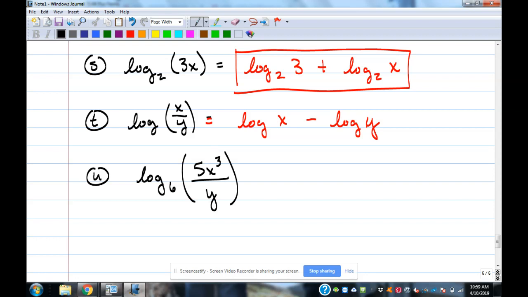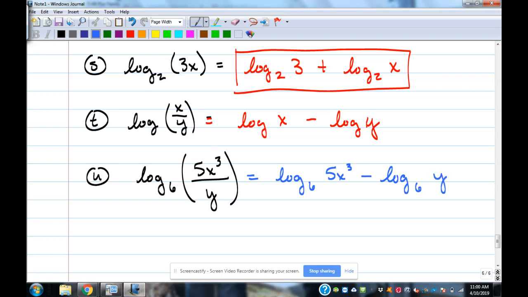So, what's the big thing that's glaring here? Division, the big fraction. So we can undo that part. You can undo these one step at a time, or some of you, as you do more of these, you'll be able to do more than one step at a time. I'm going to take this one step at a time since it's the first one. So it's going to be log base 6 of 5x to the third minus log base 6 of y.